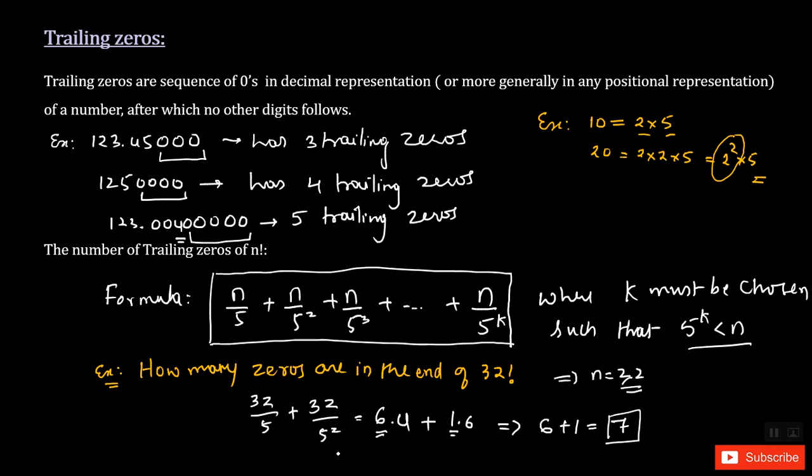So what does it mean? 32 factorial is a number, maybe x times y times z, or any big number, ending with 7 zeros. 1 2 3 4 5 6 7. So these are the trailing zeros of 32 factorial. This is the way of calculating. All right, so this is how we calculate.